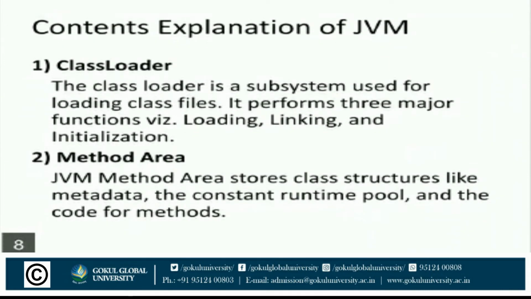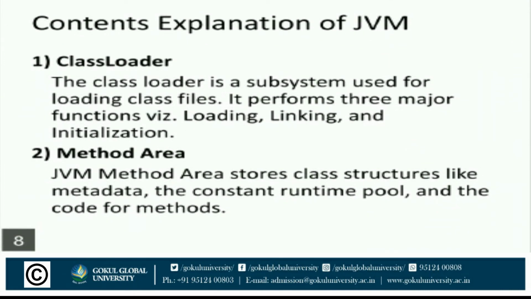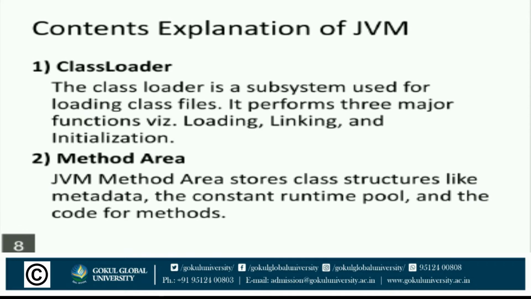Now, the contents explanation of Java Virtual Machine. Here we can briefly explain the contents of JVM one by one. Number 1 is class loader. The class loader is a subsystem used for loading class files. It performs 3 major functions: loading, linking and initialization. Number 2 is method area. The JVM method area stores class structures like metadata, the constant runtime pool and the code for methods.